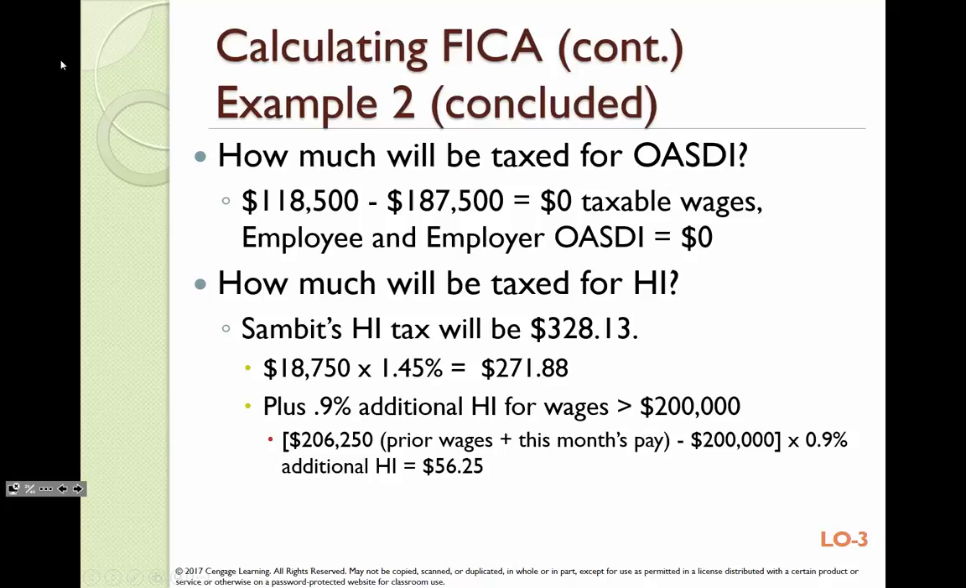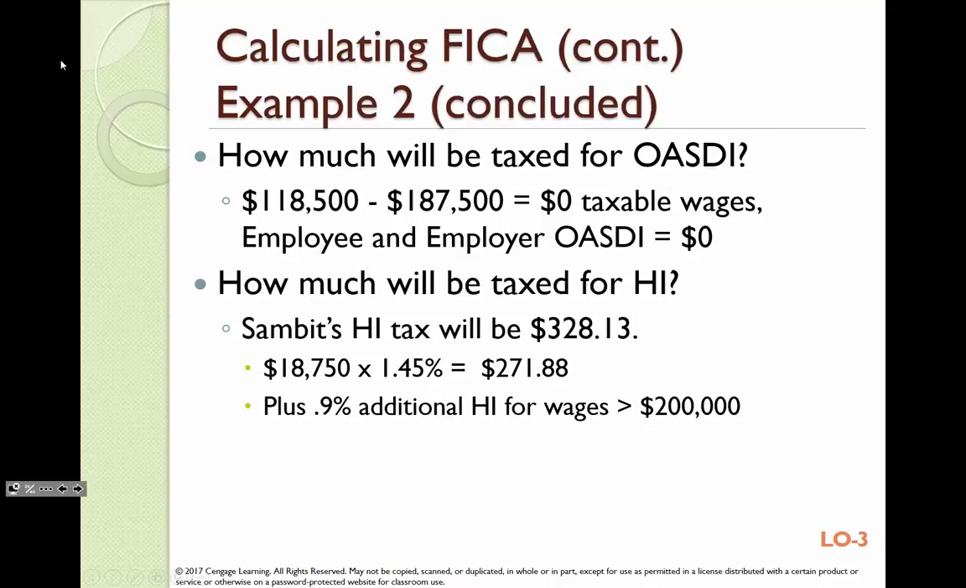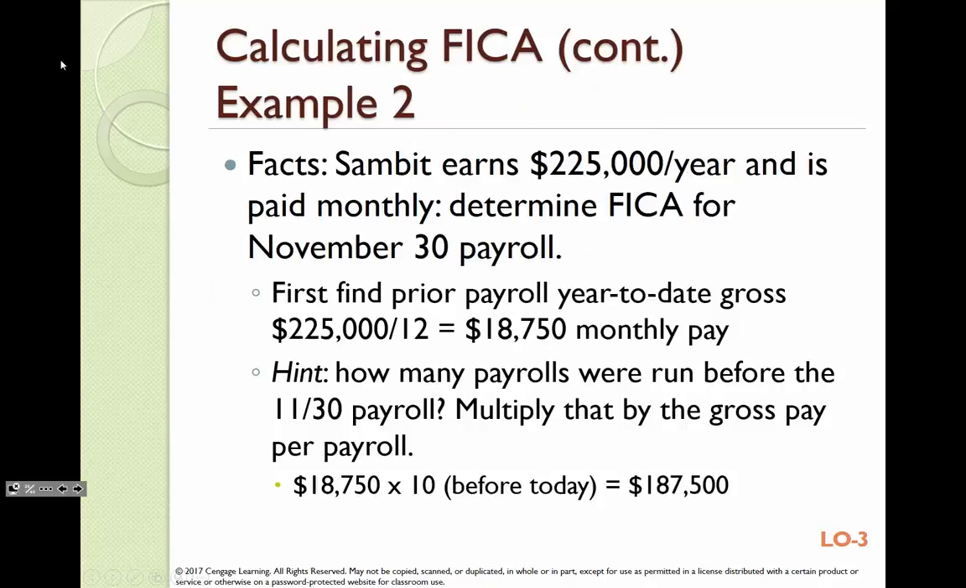So you got the 18,750 from the 187,500 minus the 118,500. I got the 187,500 because he's paid this much every paycheck. Okay. And he was paid 10 times before today's paycheck, so he was at 187.5 coming into today. Right, okay. Does everyone see these numbers? Please ask if you're confused about anything, because if you're feeling confused now, believe me, it's not going to get clearer unless you clarify.